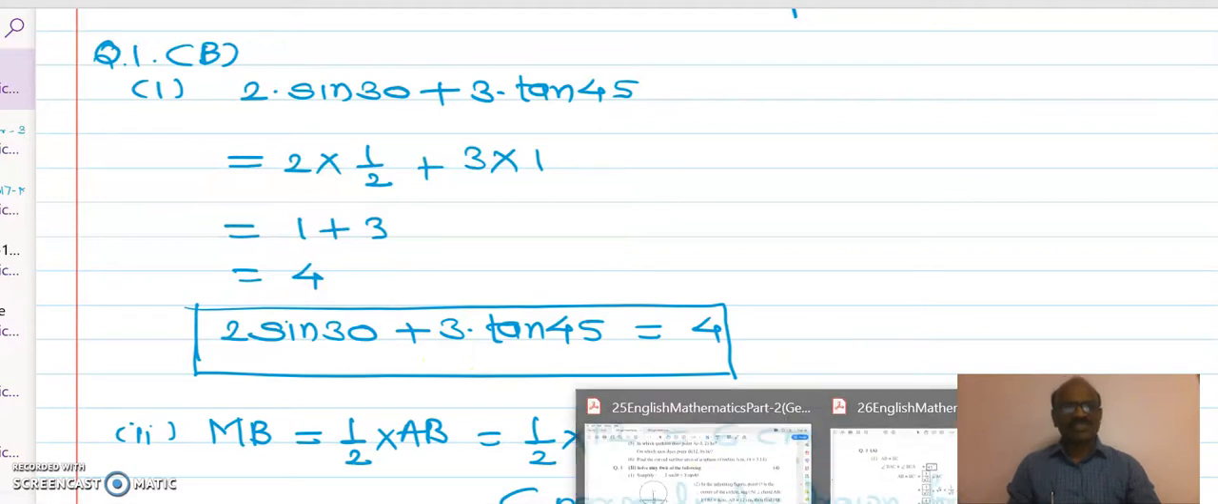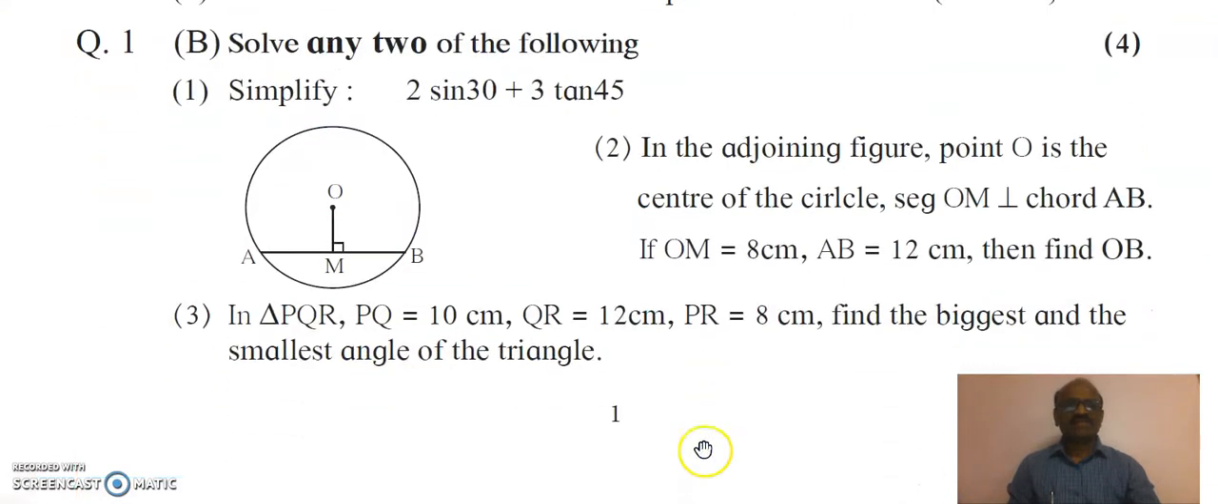Now next question. In the adjoining figure, the point O is the center of the circle. OM is perpendicular to chord AB. OM is equal to 8 centimeter, AB is equal to 12 centimeter. Then find the value of OB.